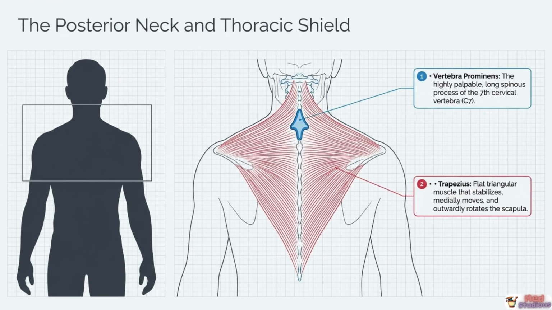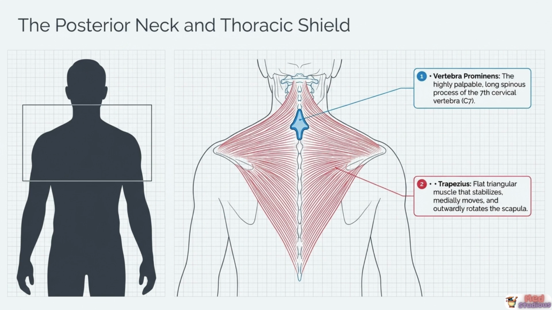Turning to the back of the body, the posterior neck and upper thorax reveal two critical surface landmarks. The first is the vertebra prominens, the highly visible and palpable bony protrusion at the base of the neck, formed by the exceptionally long spinous process of the seventh cervical vertebra, C7. When you bow your head forward and run your finger down the back of your neck, the first large bony bump you feel at the neck-thorax junction is C7.